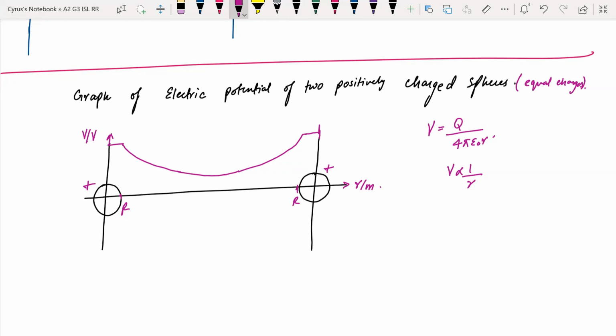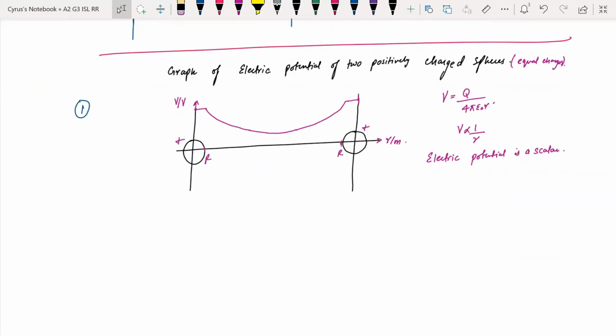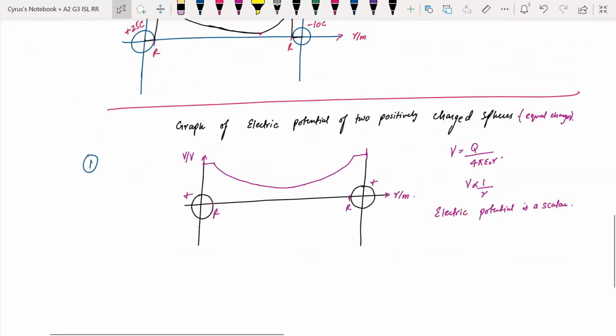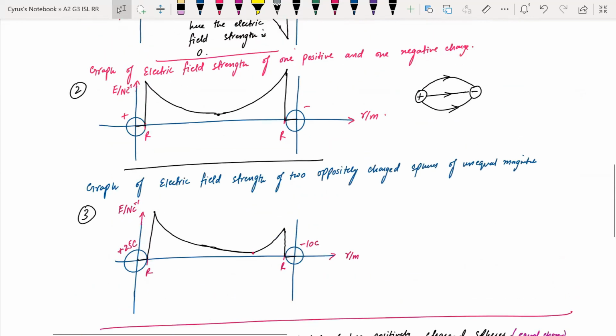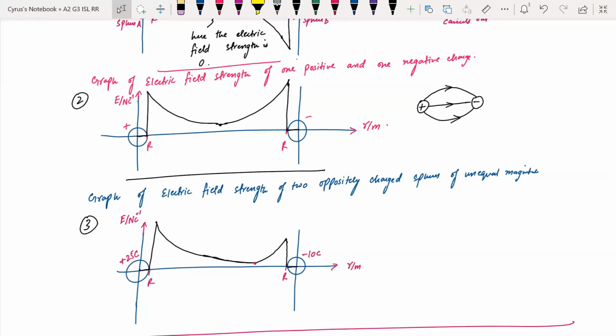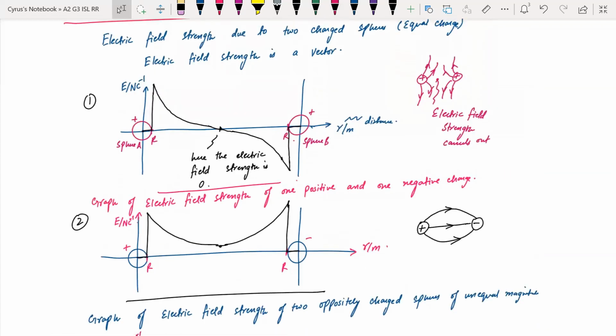And you see that electric potential is a scalar. So they are going to get added up. Right? Electric potential is a scalar. The electric field strength is a vector. There is a difference. Achha ji, graph of the electric potential of two oppositely charged spheres. One is positive, one is negative.